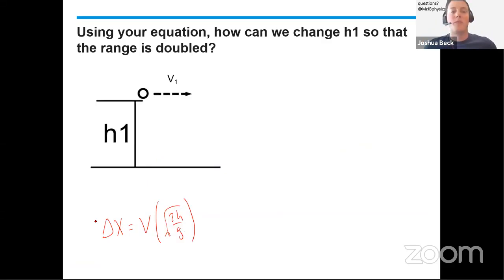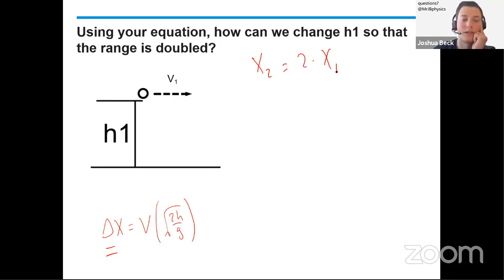So let's use this equation. Let's continue on in the problem. How could we change H1 so that the range is doubled? I want you to look at this and take a minute. How could we change H1 so that the range is doubled? Well, we can see our equation. This is our range, that's our delta x. I want to change h1. I want x2 to be 2 times whatever x1 is.